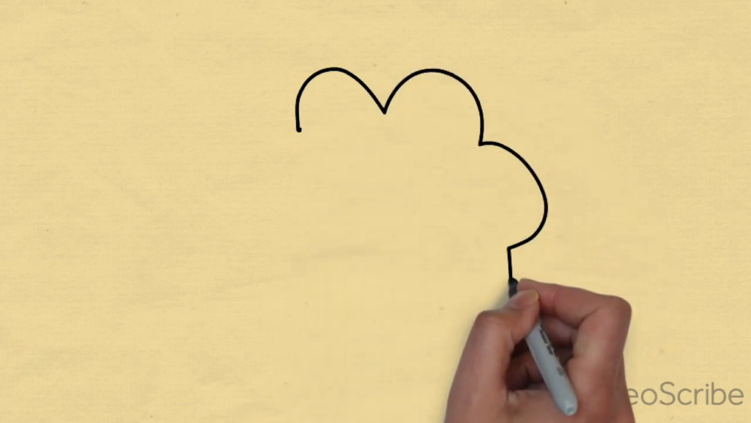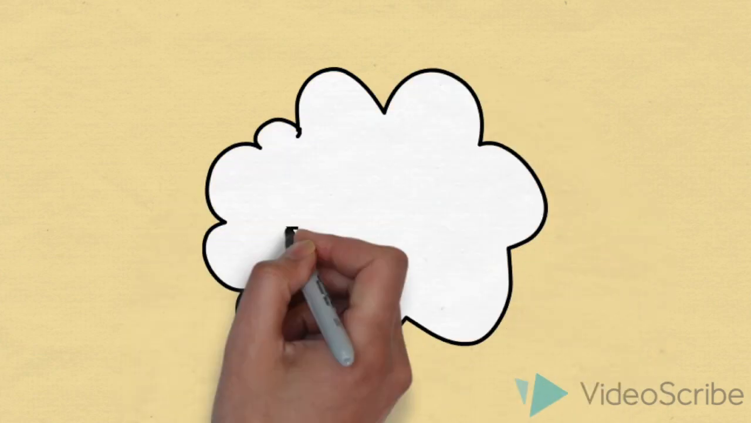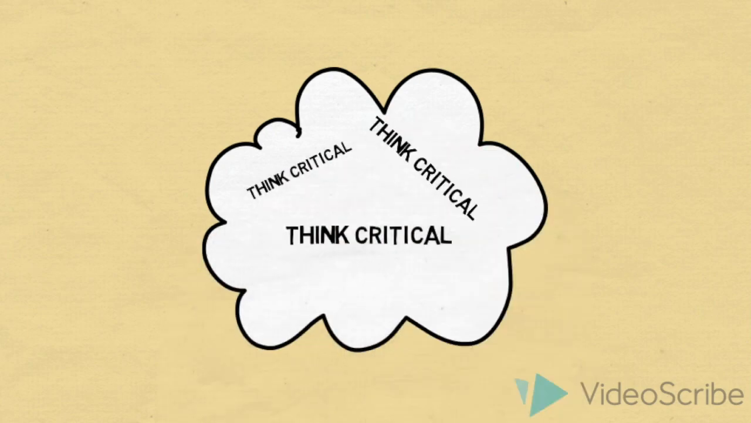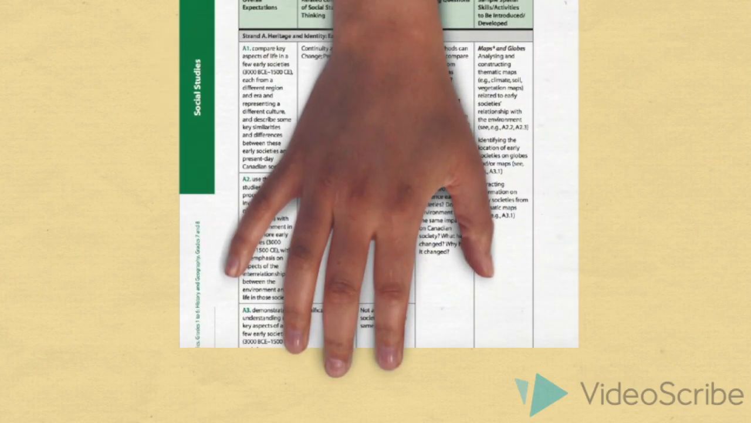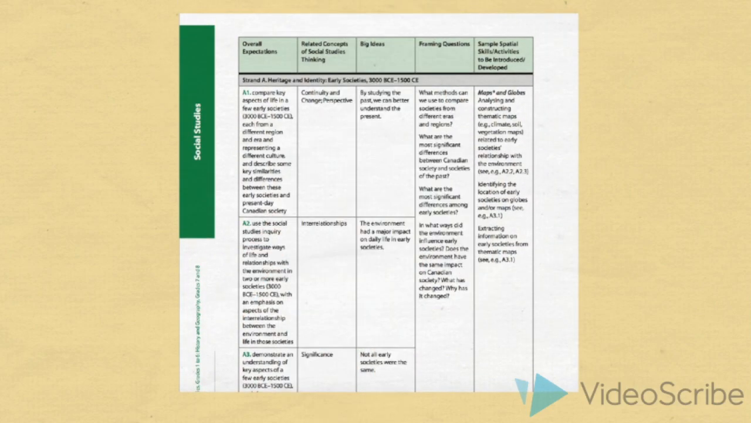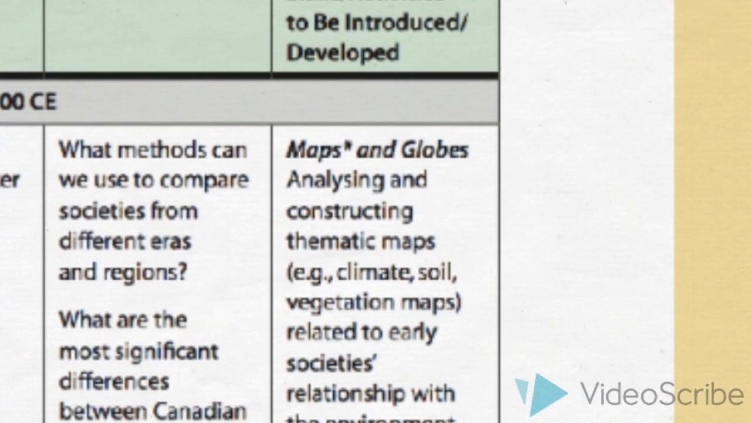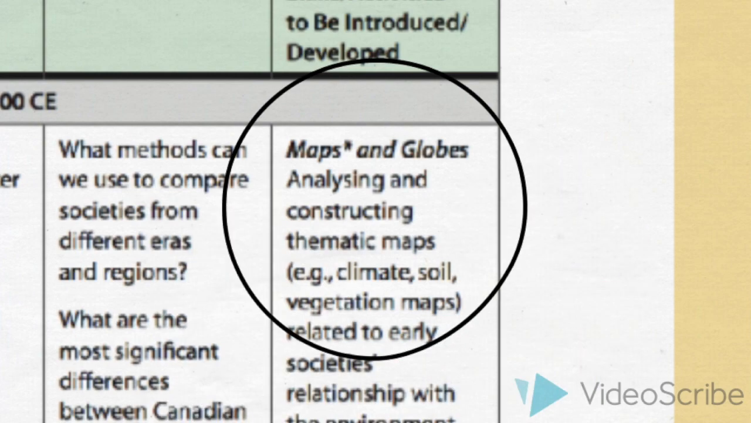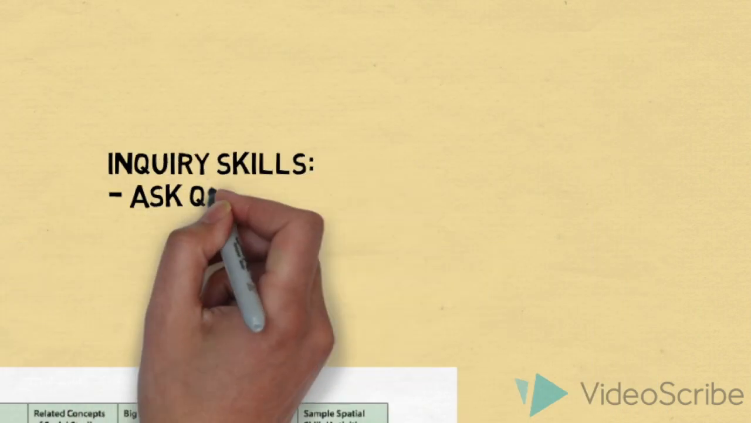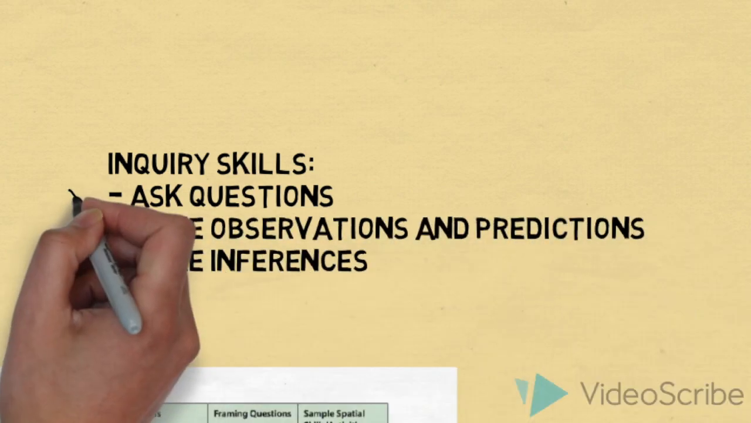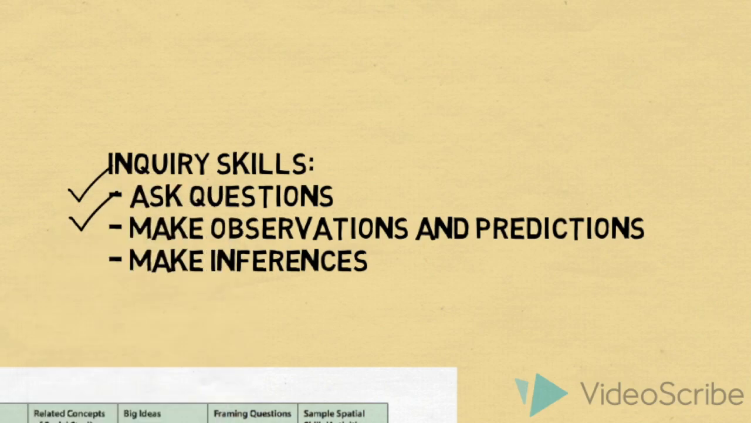So at this point, students have a general idea about what ancient Egypt looks like, but how do we get them to think critically about it? In other words, how do we develop the concepts of disciplinary thinking and get them to use the inquiry process and spatial skills throughout? Well, if we look at the grade 4 overview in the curriculum documents, we could focus on interrelationships in geography and use a map of ancient Egypt. Visuals are always a great start to any inquiry process. The inquiry skills I would emphasize in my teaching are to ask questions, make observations and predictions, and make inferences.